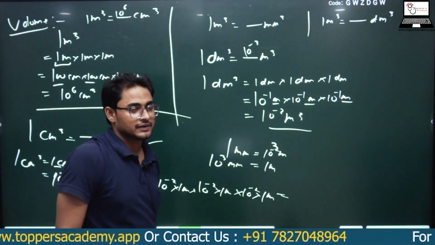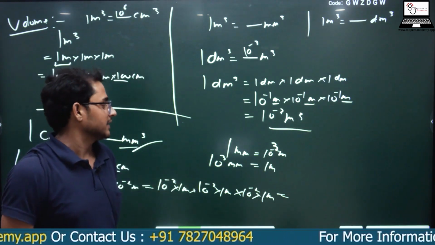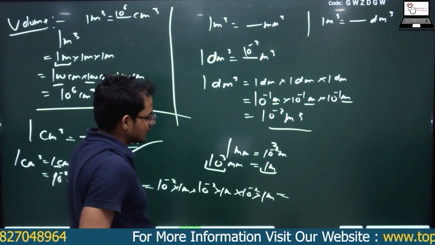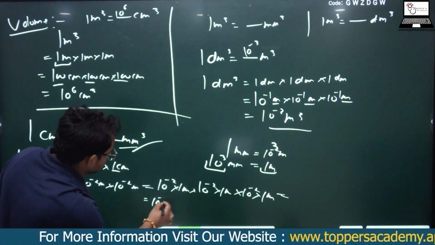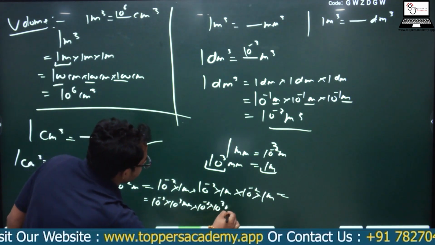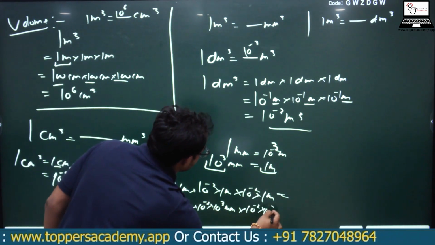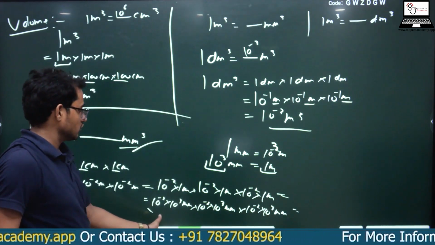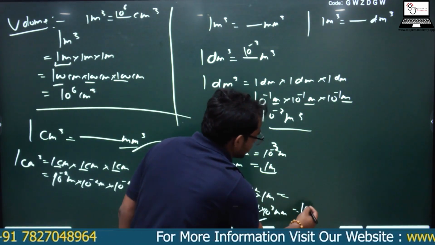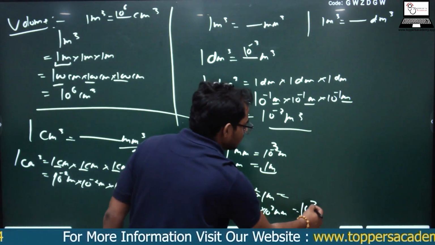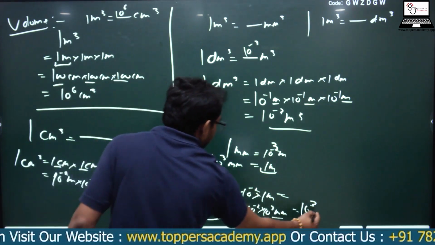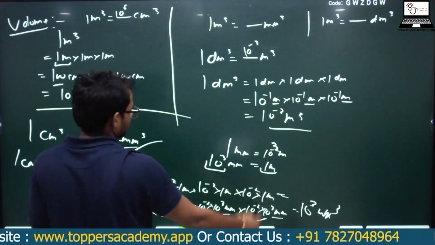If 1 millimeter is equal to 10 to power minus 3 meter, obviously 1 meter will be equal to 10 to power 3 millimeter. So in place of 1 meter, I am going to write 10 to power 3 millimeter. So 10 to power minus 2 into 10 to power 3 millimeter. Now 10 to power 3 minus 2 is 10 to power 1, that means 10. In place I can write 1000 as 10 to power 3. So millimeter cube, that means 10 to power 3 millimeter cube.